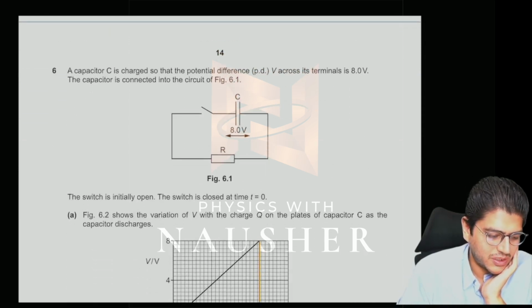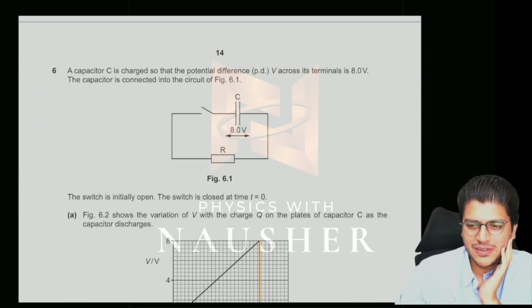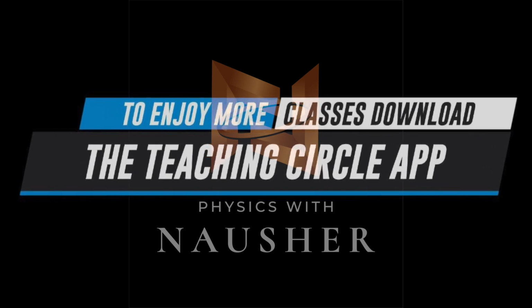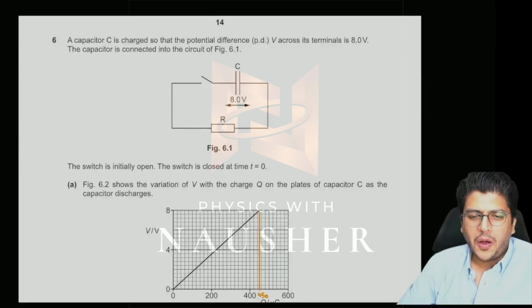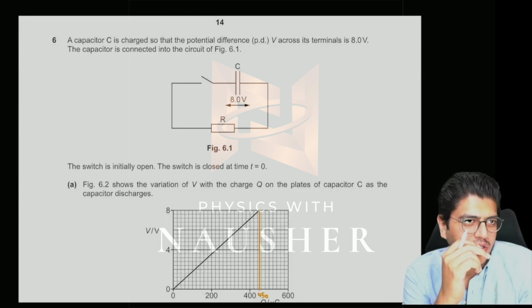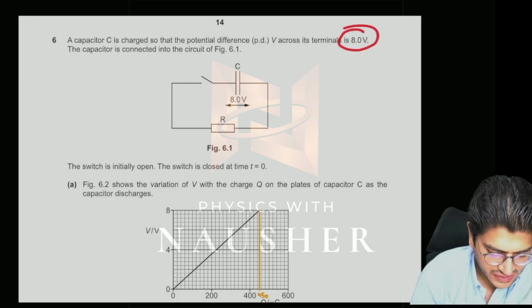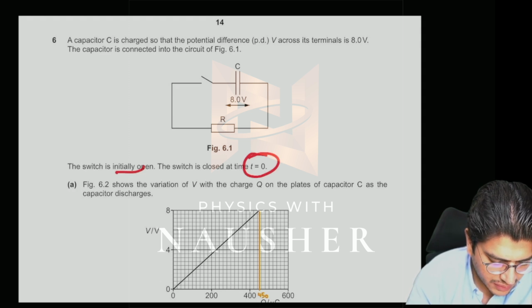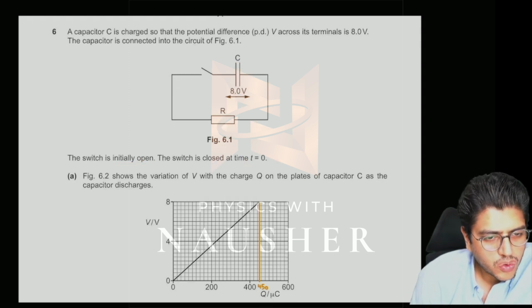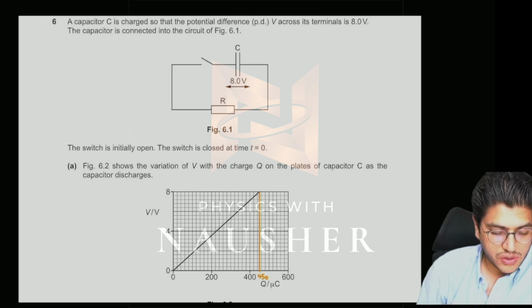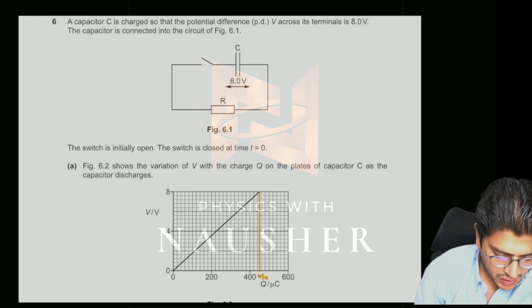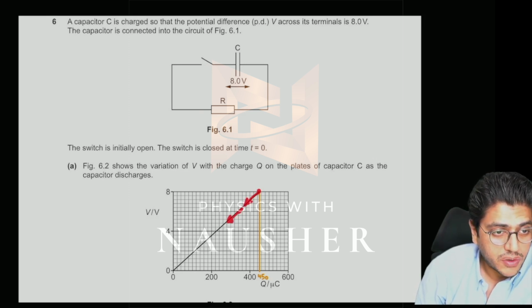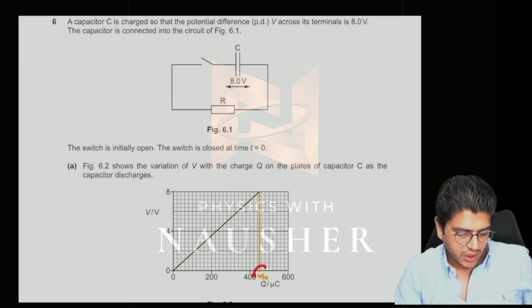And question number 6. Let's have a look. Alright guys, let's have a look at question number 6. A capacitor is charged so that the potential difference across its terminals is 8 volts. And this is when the switch is initially open and the time is t equal to 0 when you close the switch. So when you do close the switch, the capacitor will naturally discharge because there's a resistor over here. So you have 8 volts at t equal to 0, and you know when the capacitor will discharge, the voltage across the capacitor is going to fall like that, and the initial charge is 450 microcoulombs.